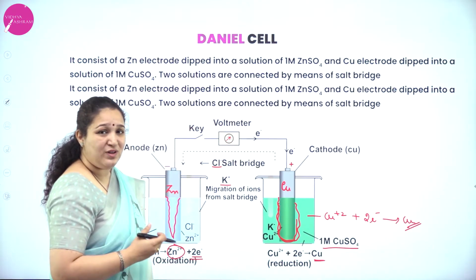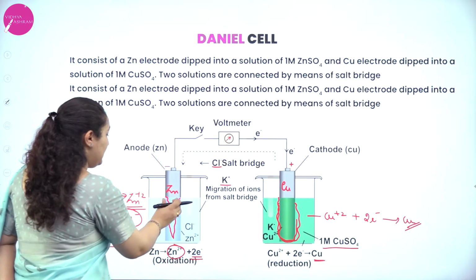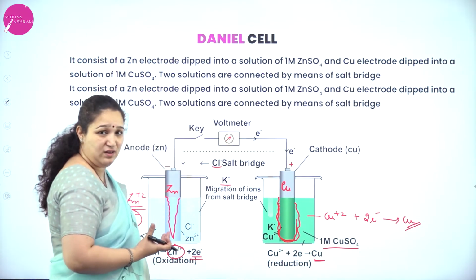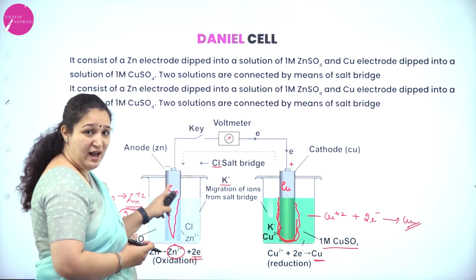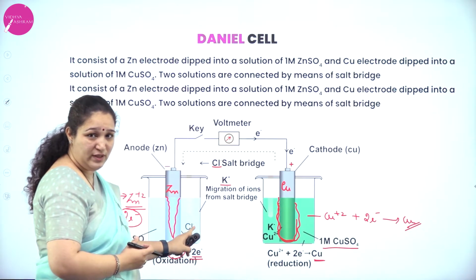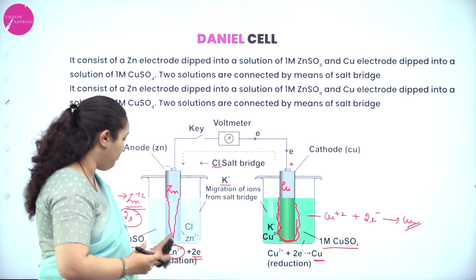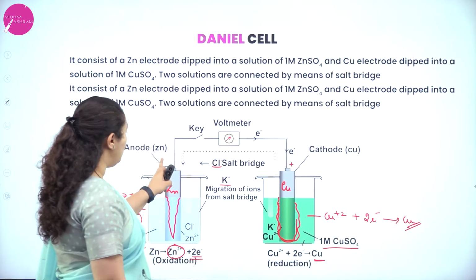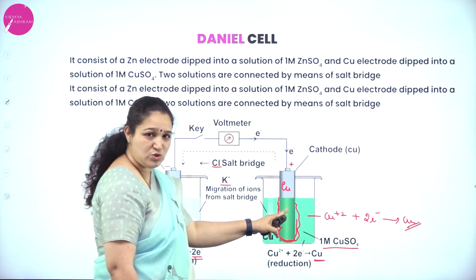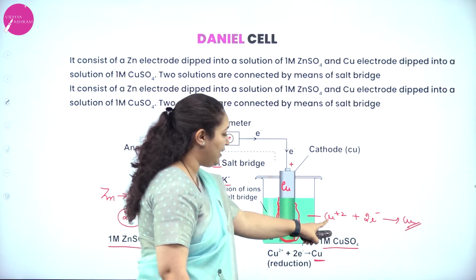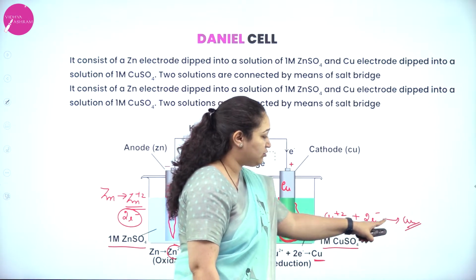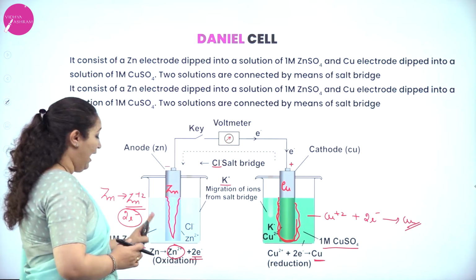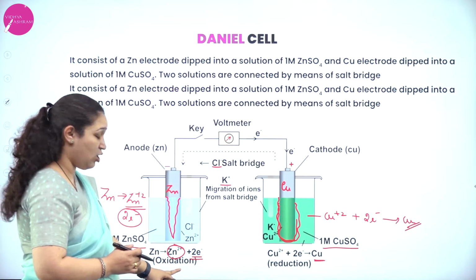So during the process, what is happening? The zinc electrode is becoming thinner and thinner and the copper electrode is becoming thicker and thicker. Why? Because zinc metal goes into the solution as zinc ions by liberating 2 electrons. Those 2 electrons move through this wire and go to the copper electrode. In the solution, copper ions accept the electrons to form copper metal which gets deposited on the electrode. This is the anode, because oxidation takes place.